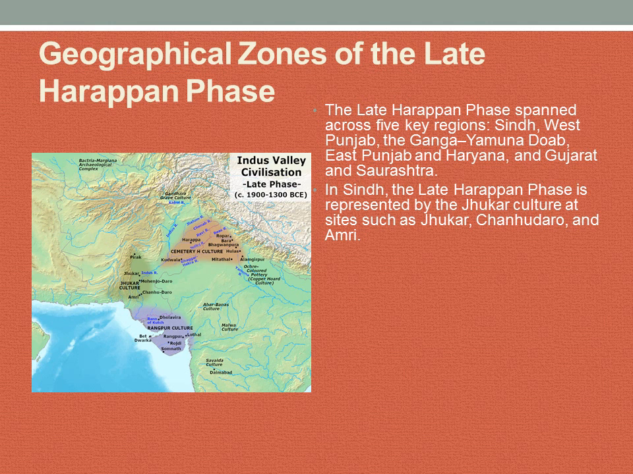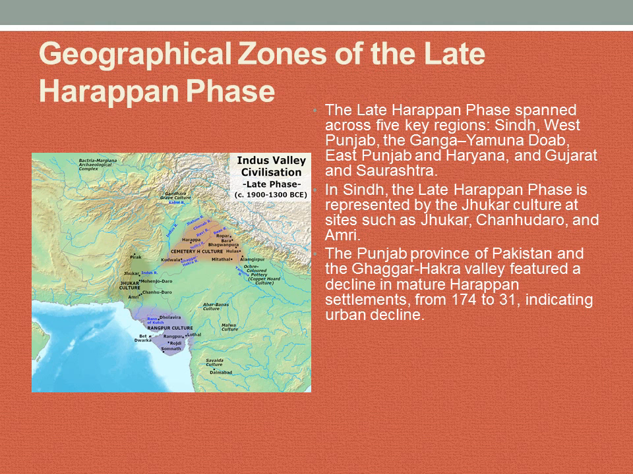So these are the three famous sites where we find the late Harappan phase in the form of Jhukar culture, and those sites are Jhukar, Chanhudaro and Amri. The Punjab province of Pakistan and the Ghaggar Hakra Valley featured a decline in mature Harappan settlements from 174 to 31, indicating urban decline. So in the Punjab province of Pakistan, there were 174 mature Harappan sites, and in the late Harappan phase that became 31, thus indicating a decline in urbanization, and the culture became rural centric, moving southwards and eastwards.